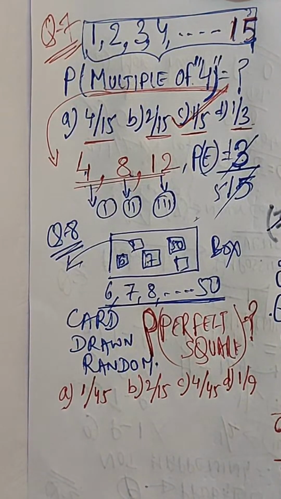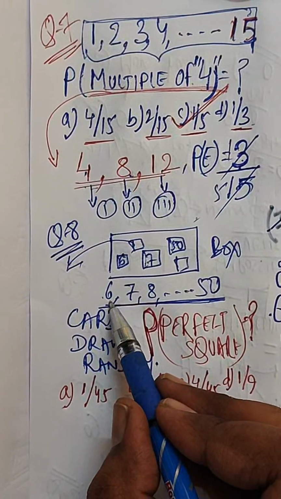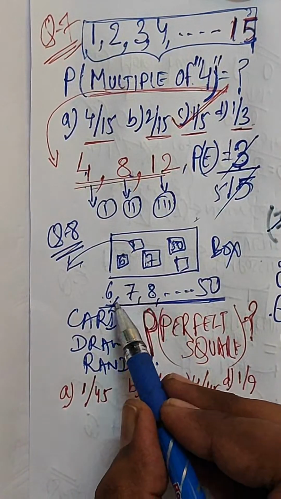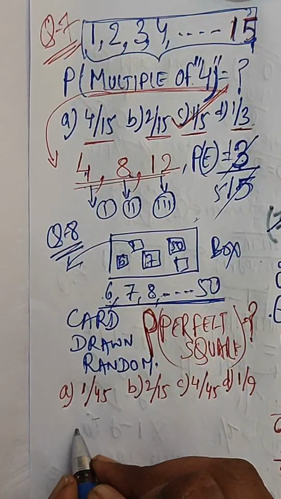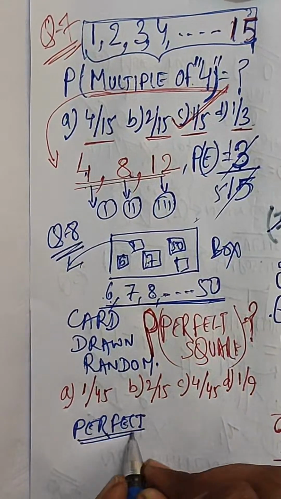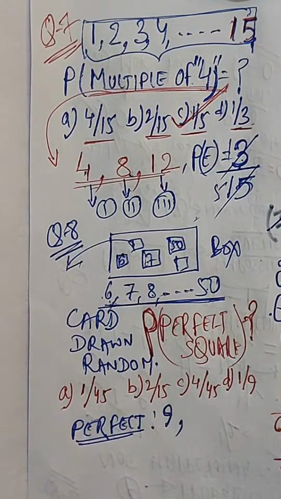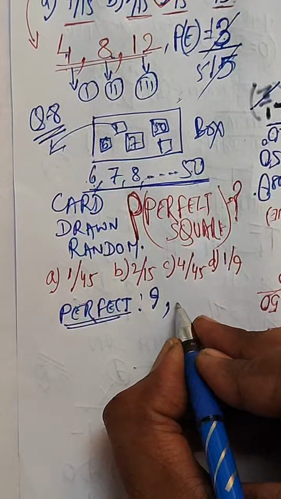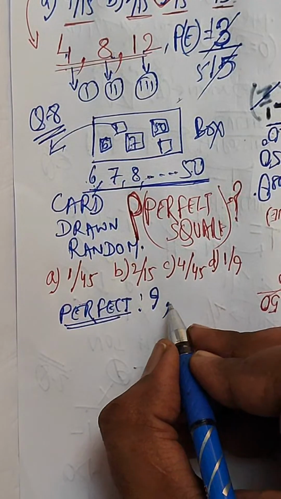Okay. So here you can see the numbers 6, 7. Whether 6 is a perfect square? No. 7 is a perfect square? No. 8 is a perfect square? No. So in this series of numbers, the first perfect square which is coming to us in the numbers 6 to 50 is 9. Isn't it? 9. After that, whether 10 is a perfect square? No. 11? No. 12? No.